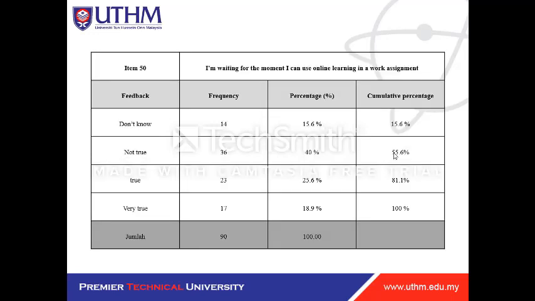And then for item 50, I'm waiting for the moment I can use online learning and a work assignment. The percentage also shows that the lowest goes to 15.6%, where the student feedback don't know are 14 students. And then the highest is 40%, where students gave us the feedback not true.